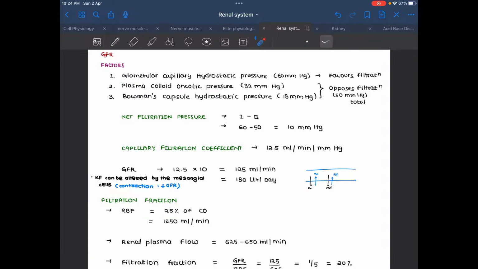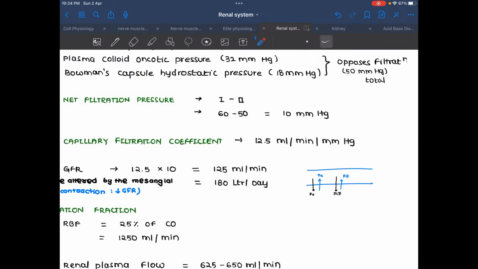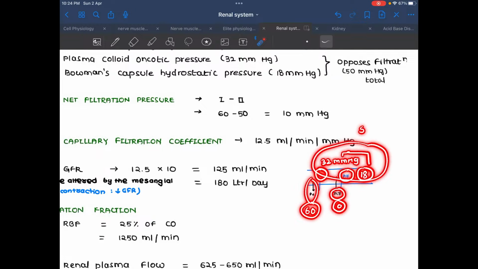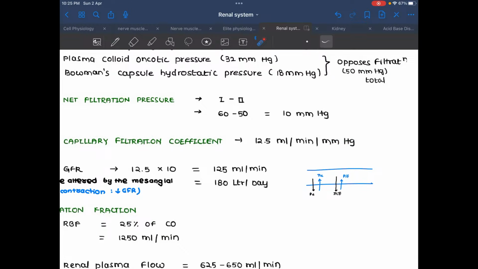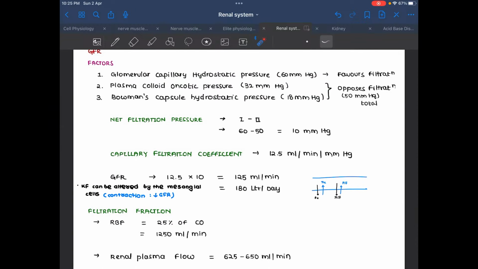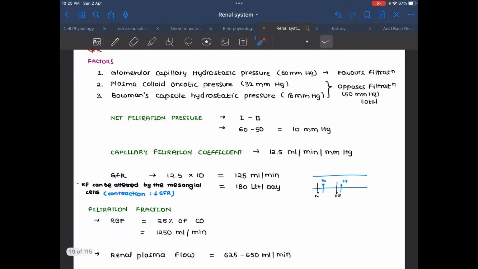So, for example, the PC is about 60, the pi if is 0, the PIF amounts to about 18, and the pi C amounts to about 32 millimeters of mercury. If you combine the forces opposing filtration, they amount to 50. The force facilitating filtration, the glomerular capillary hydrostatic pressure, is about 60. So the net filtration pressure becomes 10 millimeters of mercury.